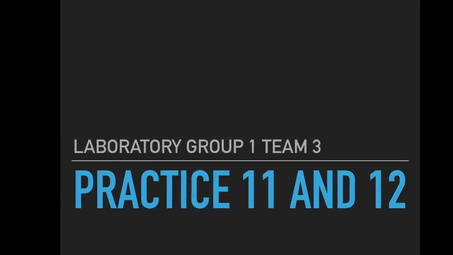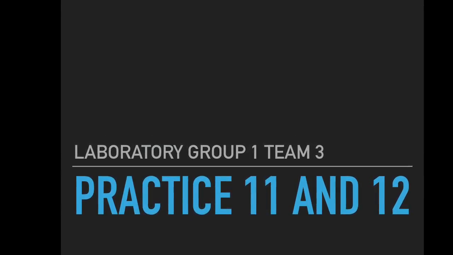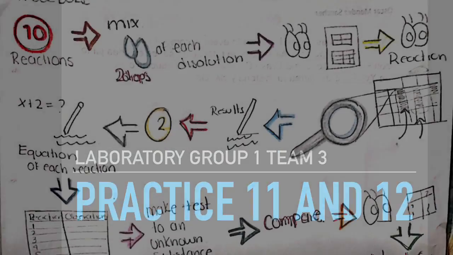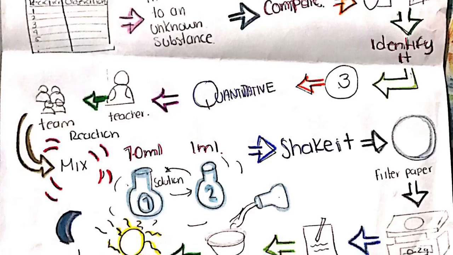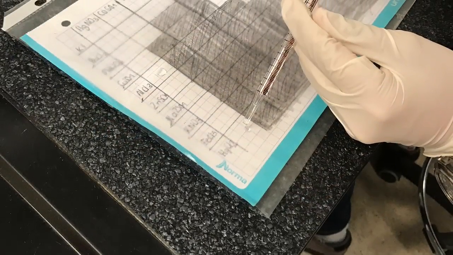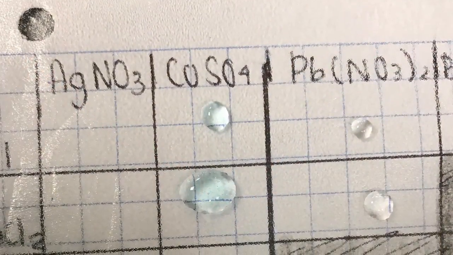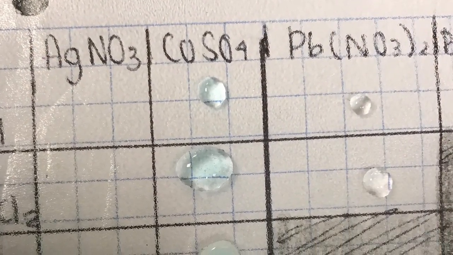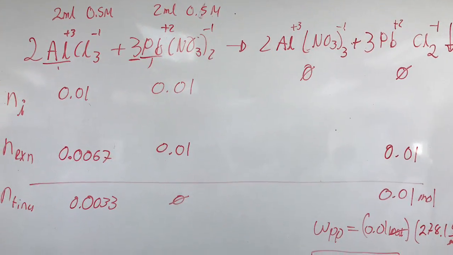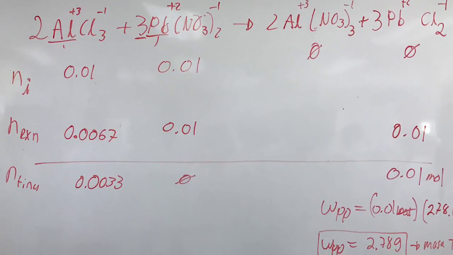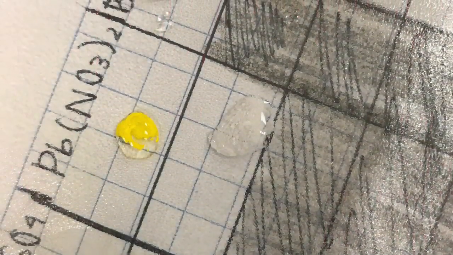From practice 11, we could learn to calculate the percentage yield of a chemical reaction. We have to get the limiting reagent, and we did it by writing the balanced chemical equation. Next, we divide the moles of each reactant by its stoichiometric coefficient, and the one with the lowest ratio is your limiting reagent.